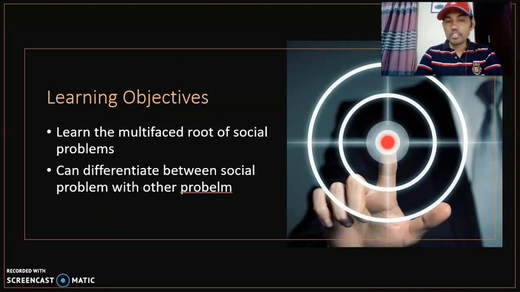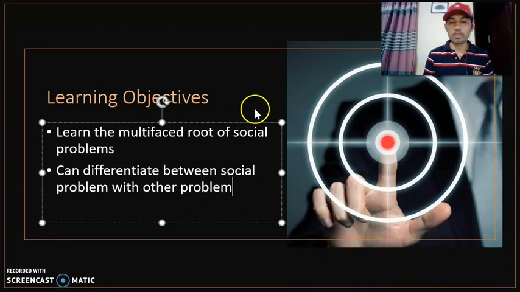The first objective is to learn the multifaceted root of social problem. That is, a social problem is not a single issue. Where there is a social problem, the problem is rooted in various issues, part social, part psychological, part cultural, etc. And the second objective is to give some examples so that after the class students can differentiate between social problems and other problems.